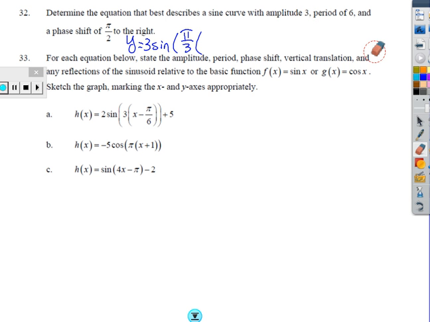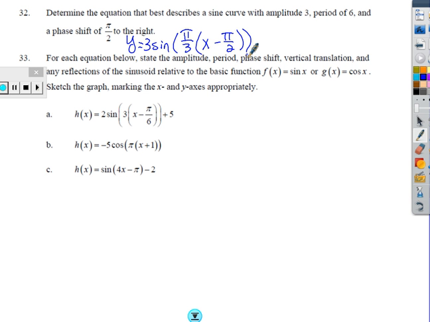Now I'm also told that it has a phase shift of pi over 2 units to the right. So if I'm going to go to the right, that means I need to subtract by pi over 2. And I'm not told that there's a vertical shift, so I'm all done with my function there. Now in number 33, I'm asked to state the amplitude, period, phase shift, vertical translation, and any reflections.